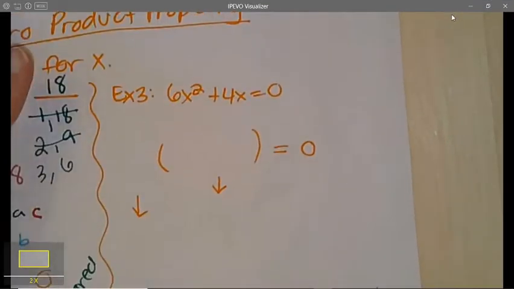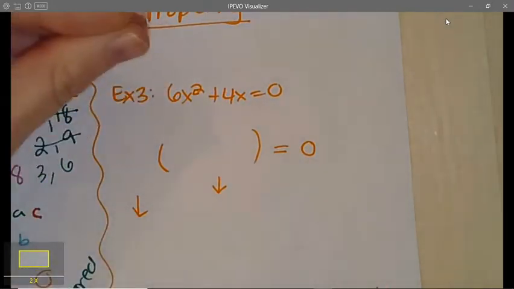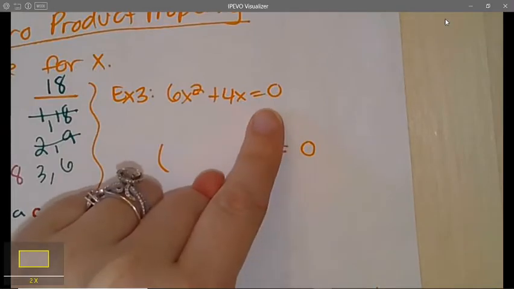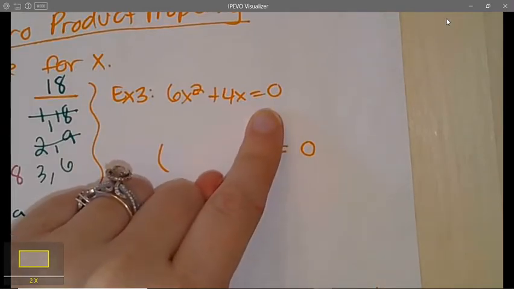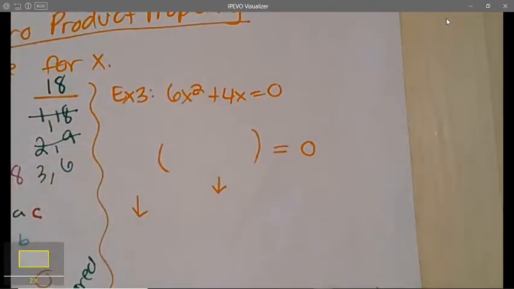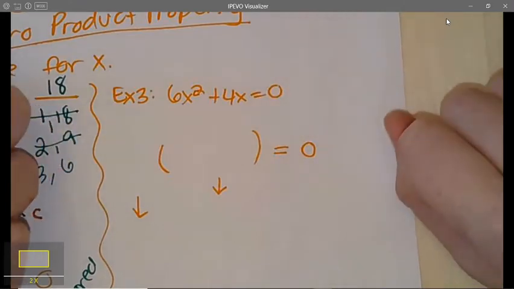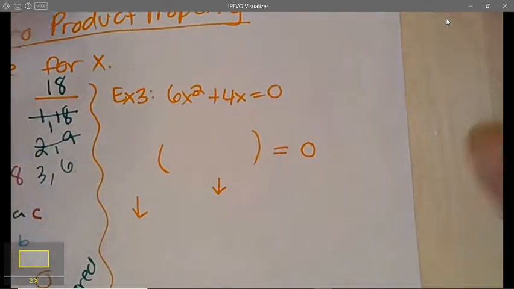Welcome back. Example 3. Again, our goal is to solve for x. So all we're doing, we're going to make one side of our equation 0, which guess what? It already equals 0. So we already have our first step done. After that, we're going to factor this thing and then set every single factor equal to 0 and solve for x. And that's all we're going to do.